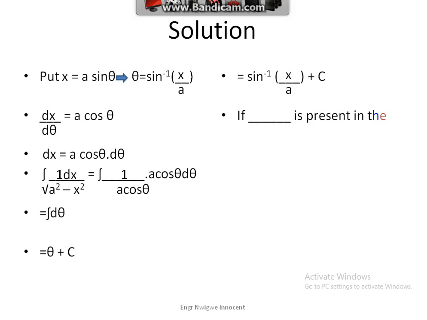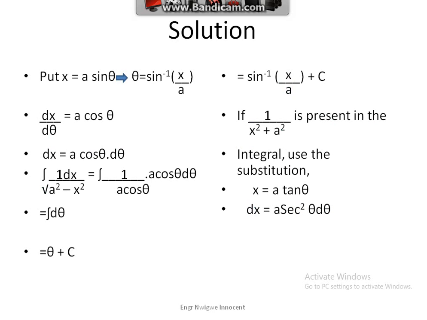If 1 over s squared plus a squared is represented in the integral, use the substitution s equals a tan theta. Then ds equals a sec squared theta d theta. s squared plus a squared is equal to a squared tan squared theta plus a squared, which is equal to a squared times tan squared theta plus 1, which is also equal to a squared sec squared theta.